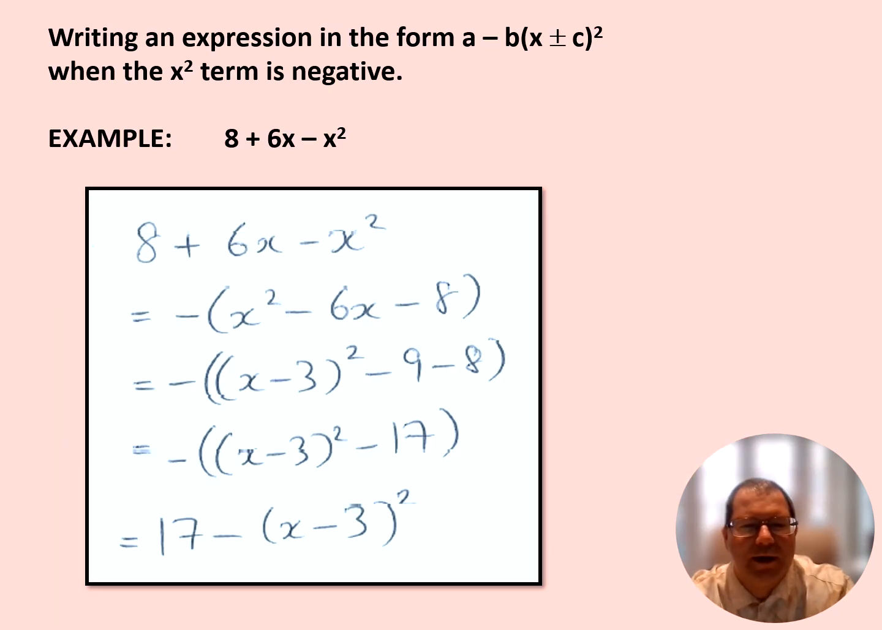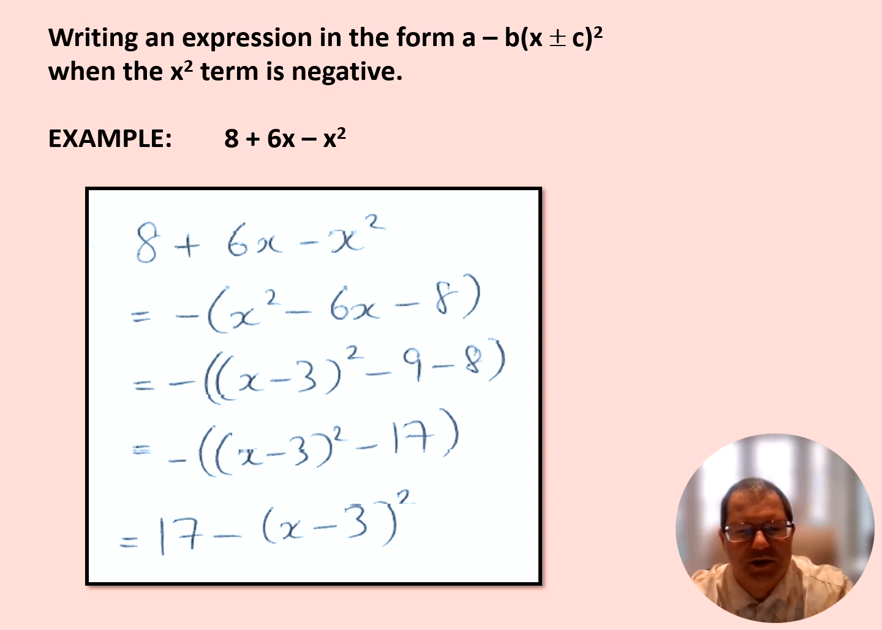So you should already know how to write an expression in a completed square form when you have a positive x squared term. But how do you do it when the x squared term is negative? Well, here's an example. We've got 8 plus 6x minus x squared. And my recommendation would be to actually make everything negative, or at least the x terms. So if I put a negative sign outside some brackets, I can change every single term's sign. So we've got a positive x squared, a -6x, and a -8 in the brackets.